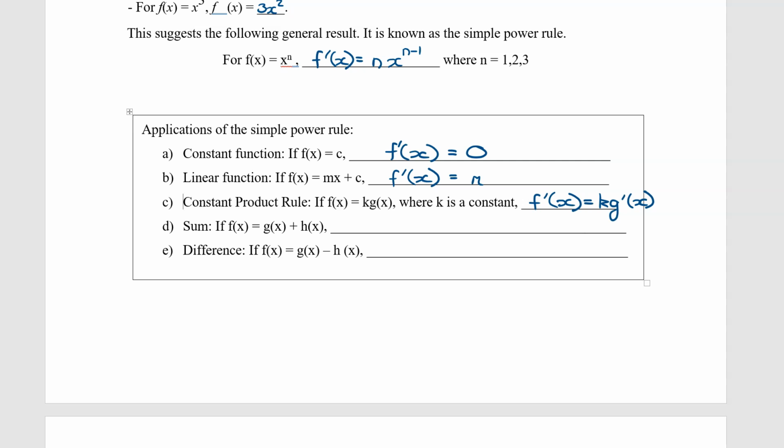And finally, going over, if we've got a function f of x where its definition is g of x plus h of x, then f dash of x will be defined as g dash of x plus h dash of x, like so. And of course the difference is simply the same as the sum, but with the opposite sign.